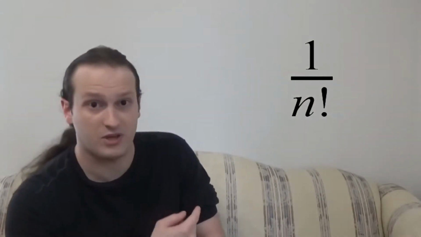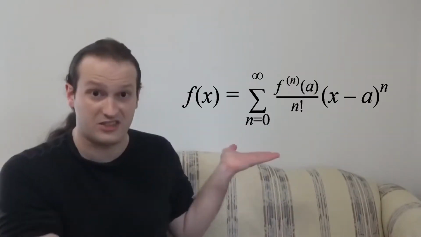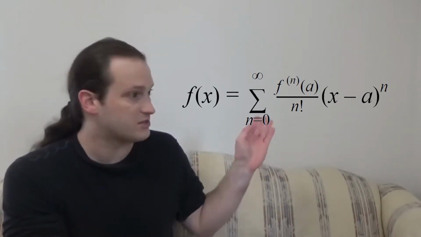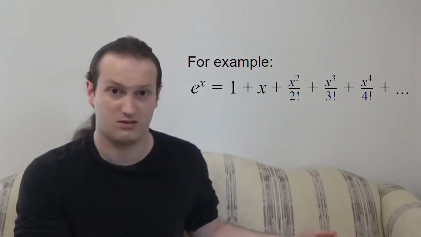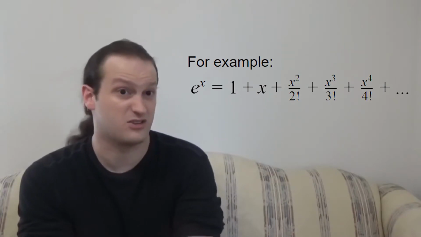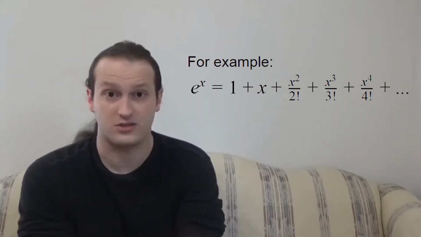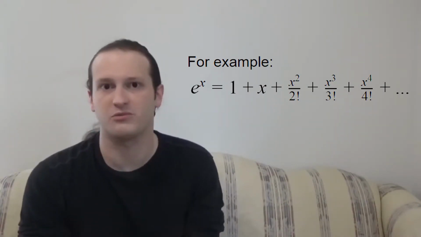Another thing, if you've studied Calculus 2, is in the Taylor and Maclaurin series, the denominator ends up becoming n factorial. Here it is in the general case, because in each subsequent term in the series, the denominator gets multiplied by the next positive integer. So that's where that n factorial comes from.